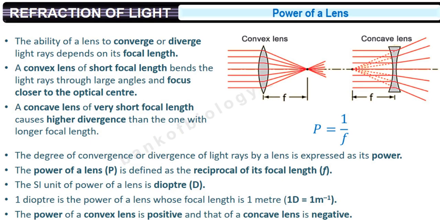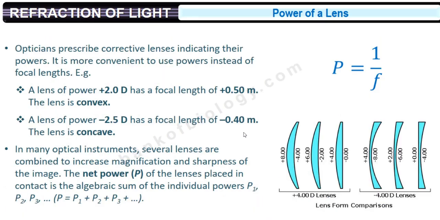Simple. Now, the power of a convex lens is positive. Why? Because a convex lens always has a positive focal length. So, the power of a convex lens will be positive, and that of a concave lens is negative. Why? Because the focal length of a concave lens is negative.